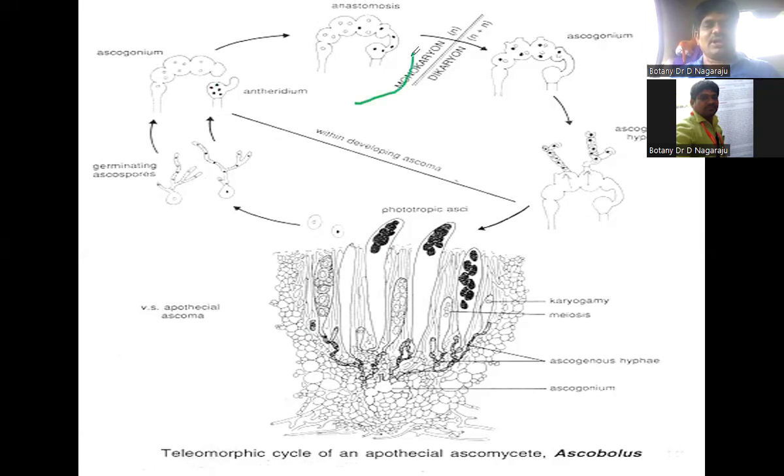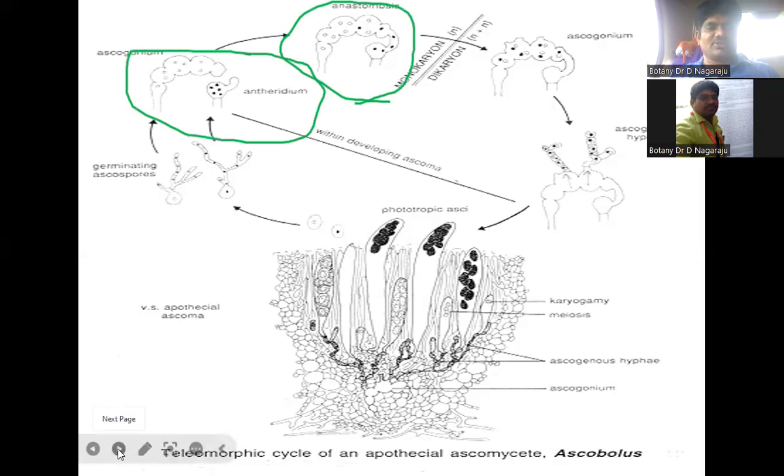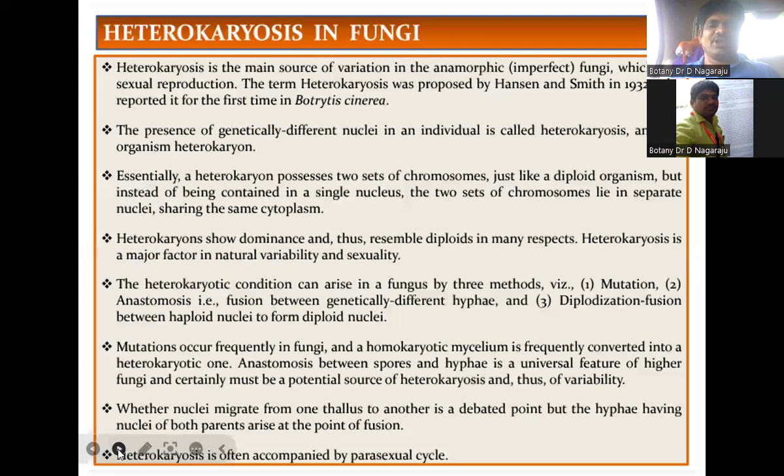You see, the mating is happening between the two opposite strains. There is a compatibility between the two opposite strains, ascogonium and antheridium. That is heterothallism. Very, very important from the competitive exam point of view, and your theory examination.